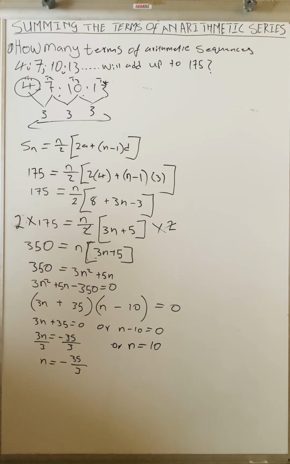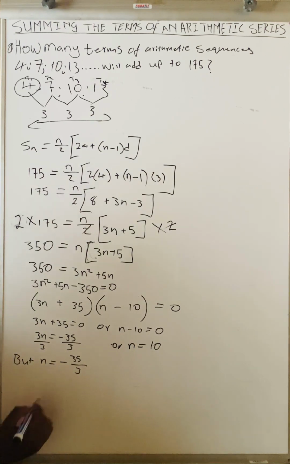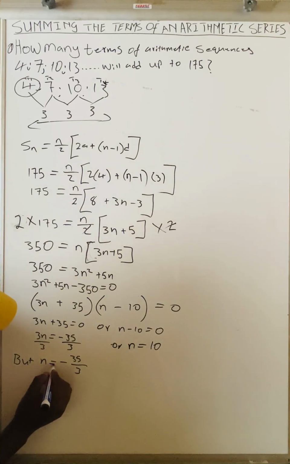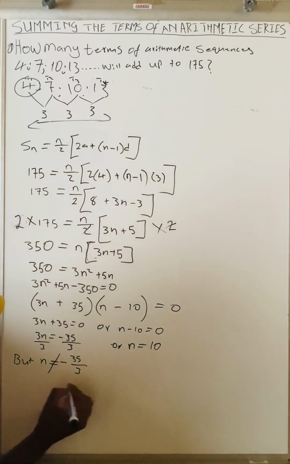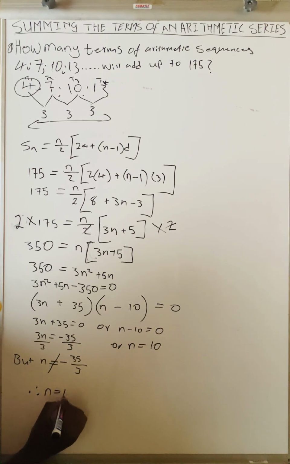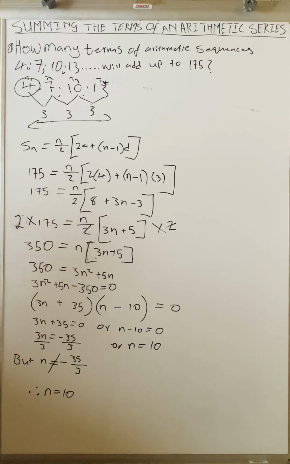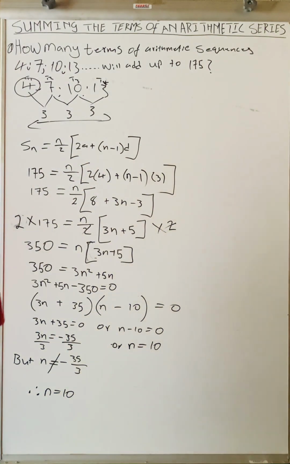It means that n equal to negative 35 over 3 does not give 175. Therefore, n is equal to 10 is the number of terms. 10 terms, when we add them together, will give us 175.